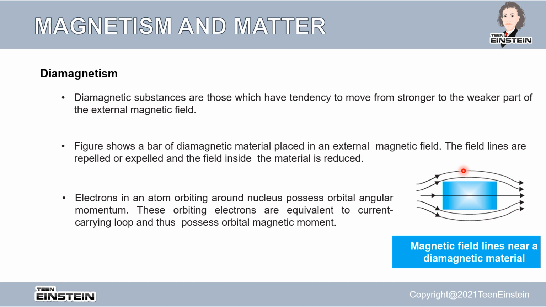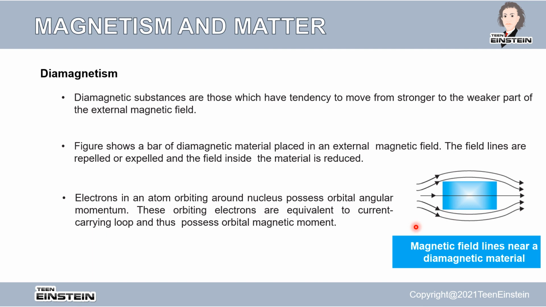So what does it mean? The magnetization in the material opposes the applied field, right? So that is the basis for diamagnetism. So diamagnetic substances are those which have a tendency to move from the stronger to the weaker part of the external magnetic field. That means they get repelled by the magnetic field. They don't move towards the magnet. If you have a diamagnetic substance, it's not going to move towards the magnet, but it's going to move away from the magnet.